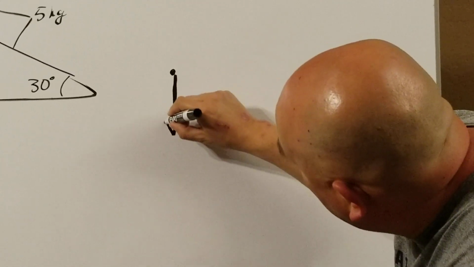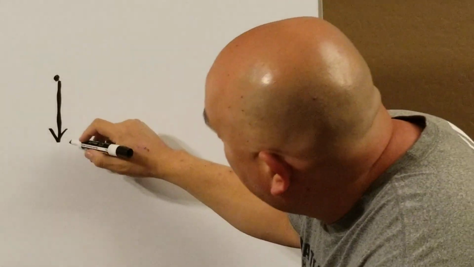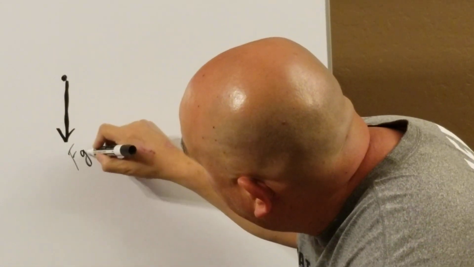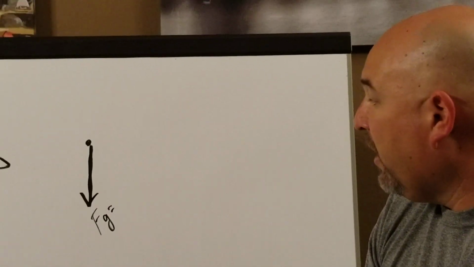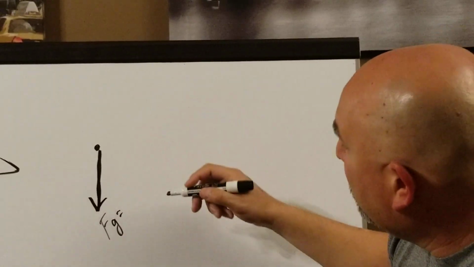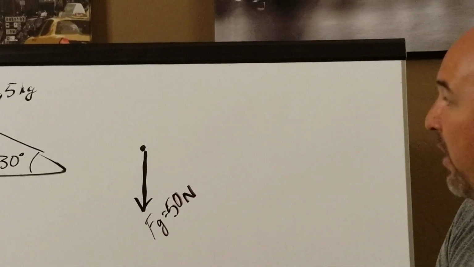So our first force, of course, is just going to be our force of gravity. I'm going to label that Fg, and then we just have to remember, it's 5 kilograms. Just multiply that by the acceleration of gravity. So 5 kilograms times 10, that's going to give us 50 newtons. So I'm just going to write that there.